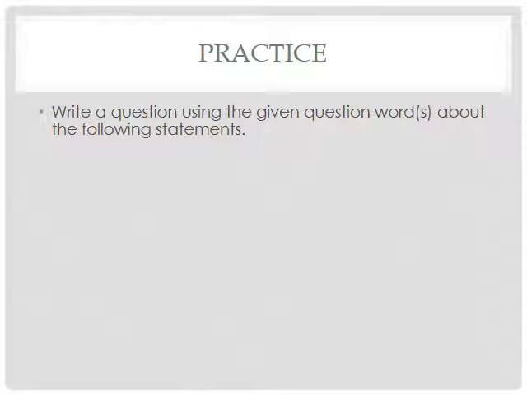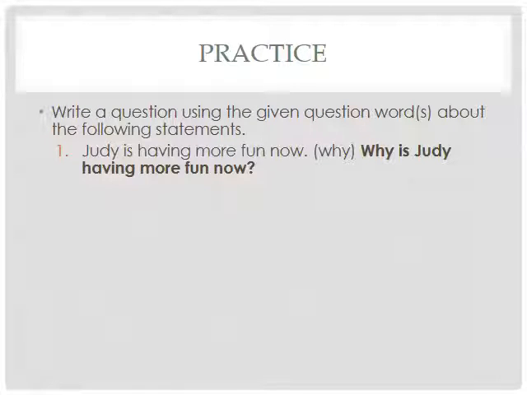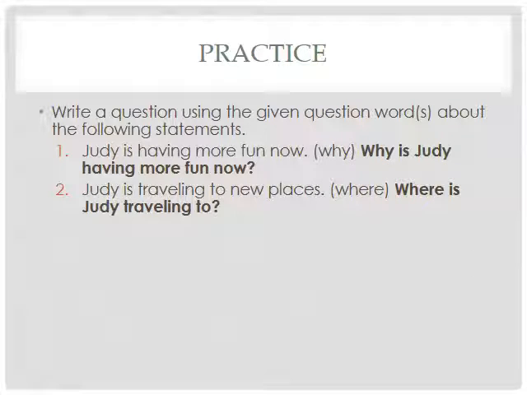All right, so our first one here, Judy is having more fun now, is going to be, why is Judy having more fun now? Okay, so we put the question word first, the why, then the helping verb "is", subject Judy, and then the "having" in the verb space. So Judy is traveling to new places. So we're asking where. So we're going to remove the new places, and we'll say, where is Judy traveling to?